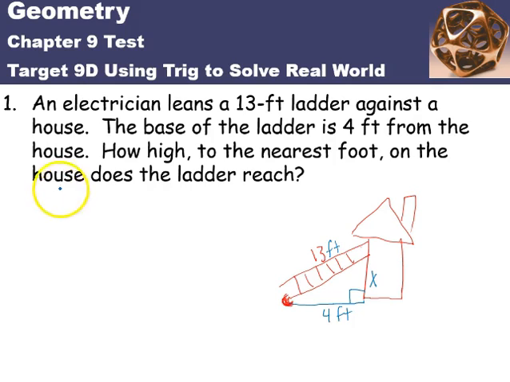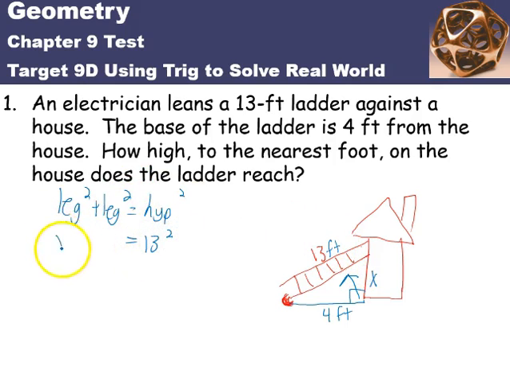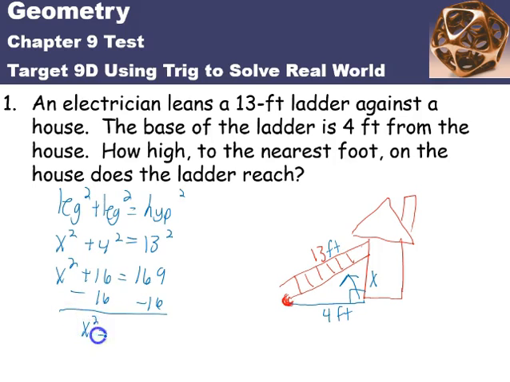missing side. So remember, the Pythagorean theorem is leg squared plus leg squared equals the hypotenuse squared. The hypotenuse is the one across from the 90-degree angle, so that's 13. So that goes here. And then the two legs are x and 4. So x squared plus 16 equals 169. And then I'm going to subtract 16. And I get x squared equals 169 minus 16.